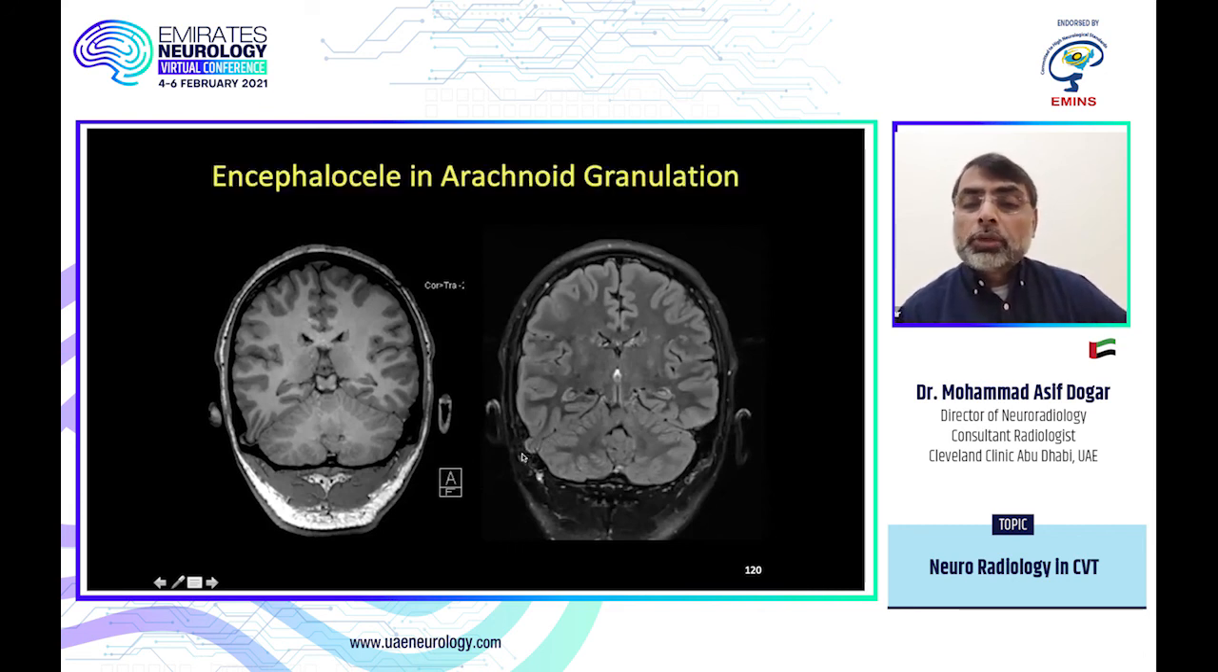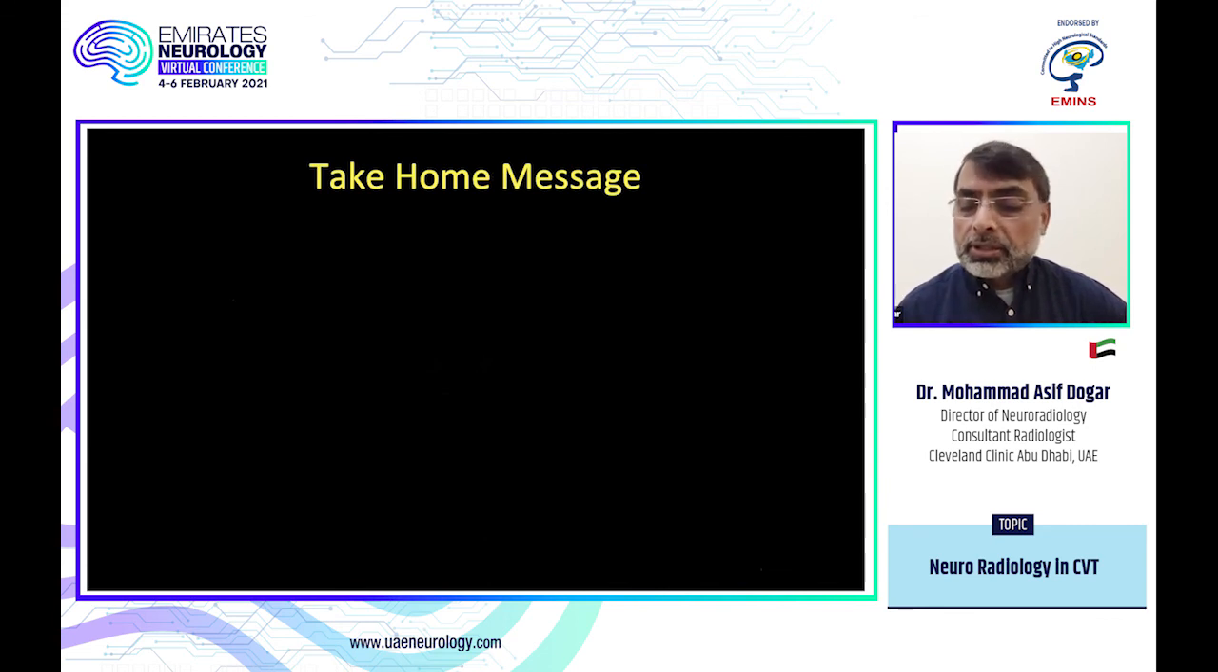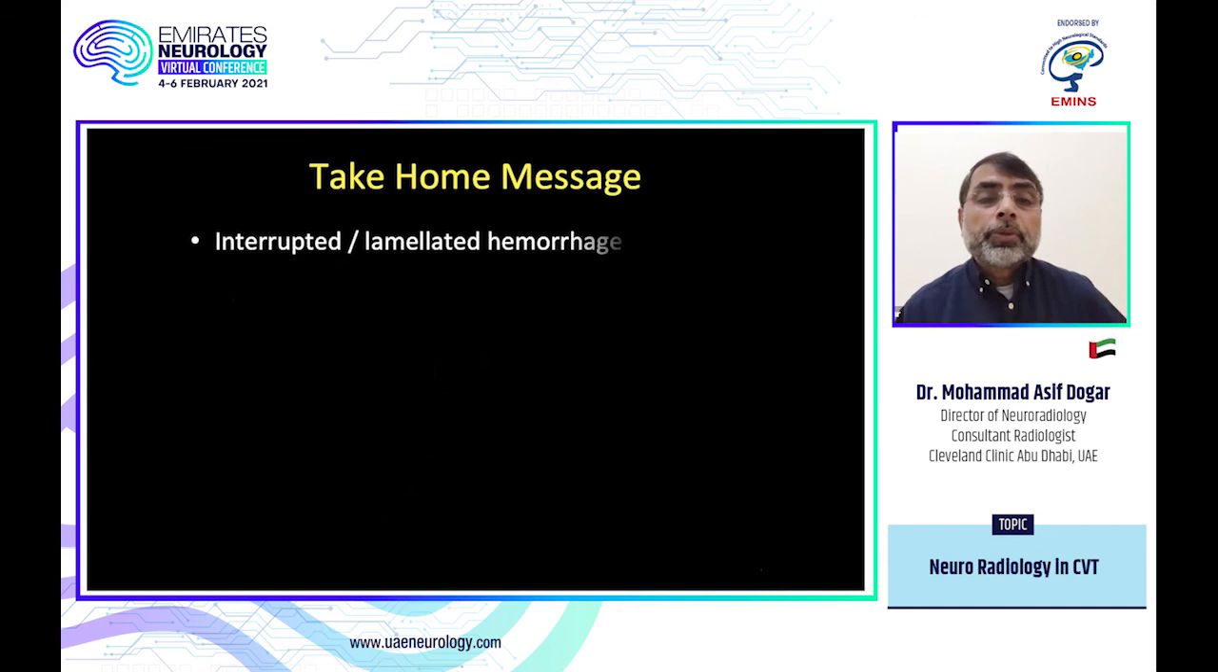So before you call venous sinus thrombosis, make sure it is not arachnoid granulation, it is not encephalocele in the arachnoid granulation, or it is not a dural arteriovenous fistula. So here is my last slide. What is the take-home message? What are our clues and patterns?